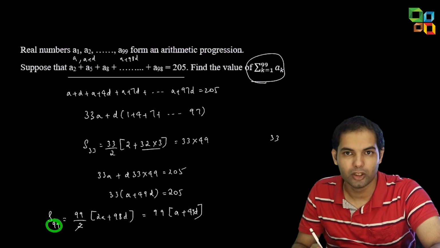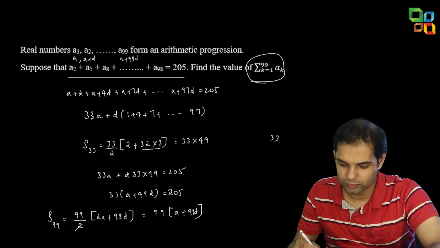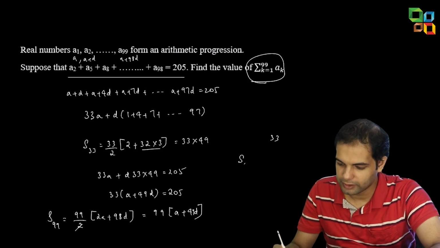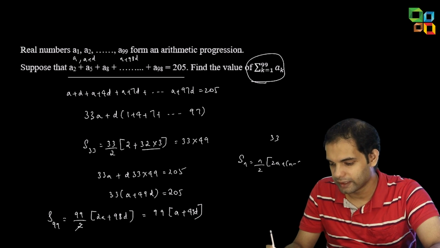This is S99, no? I use the formula Sn is equal to n by 2. Sn formula. Sn is equal to n. Okay, sir. Yeah, I just substituted 99 in that.